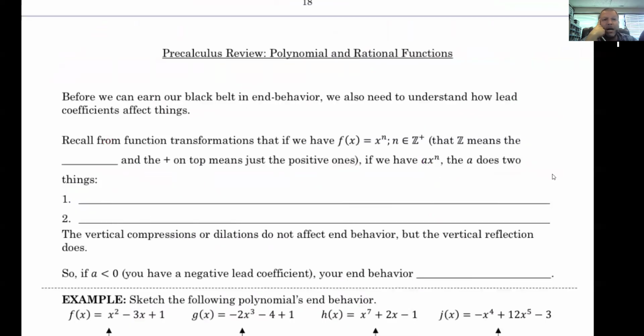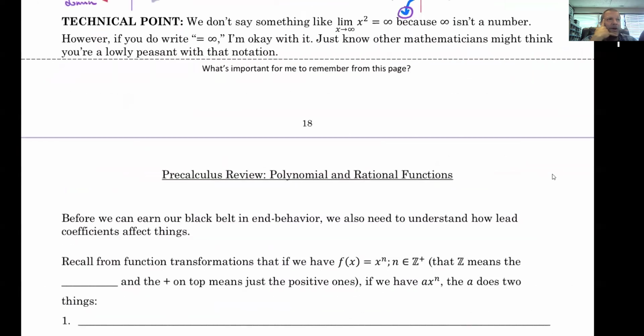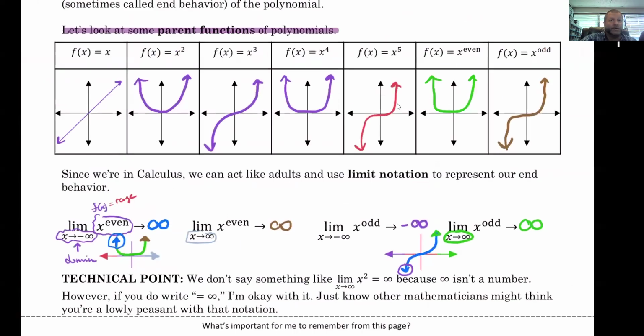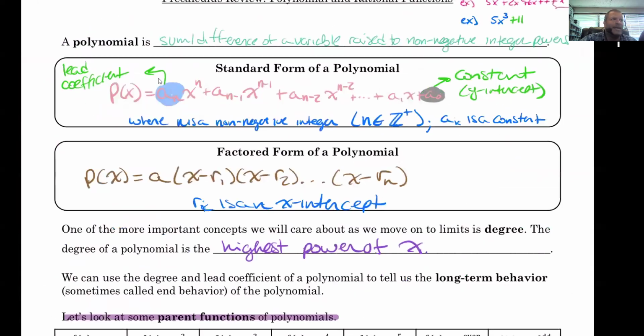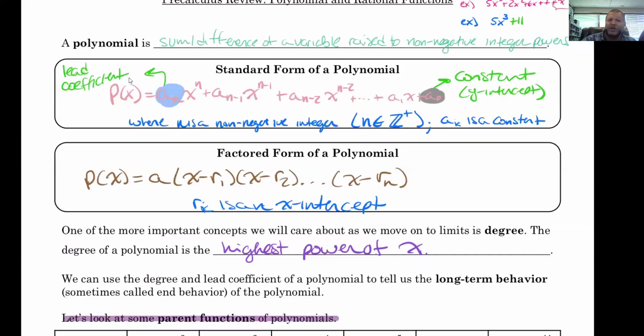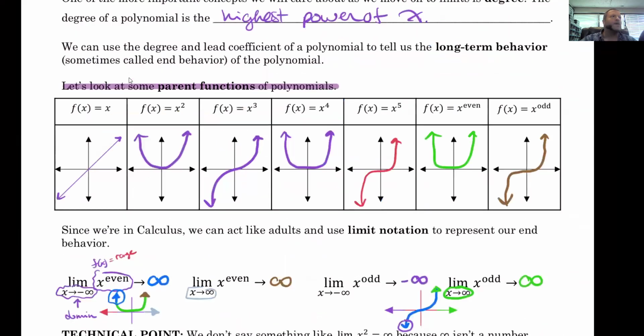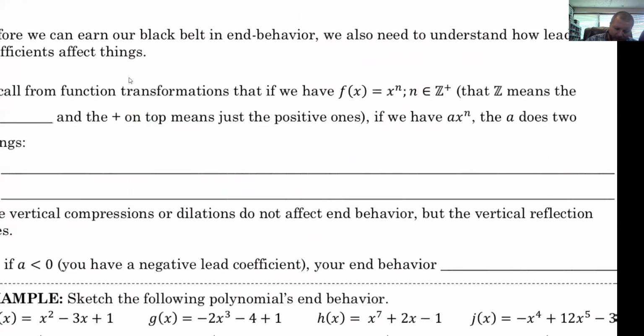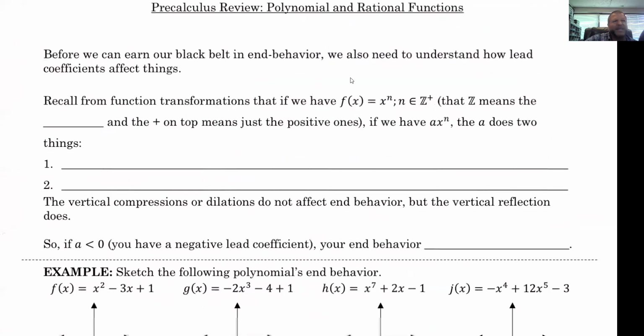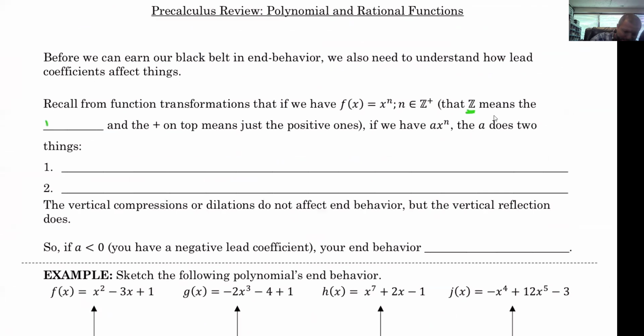All right, a couple of other things about end behavior are important. We have these parent functions, and these parent functions for polynomials look like this. But as we saw with factored form, we can have some value out front as the lead coefficient, and that can affect what the function does. This is something I talked about on the other page. This fancy Z means the integers, whole numbers, positive and negative. The positive means that I just care about the positive ones.